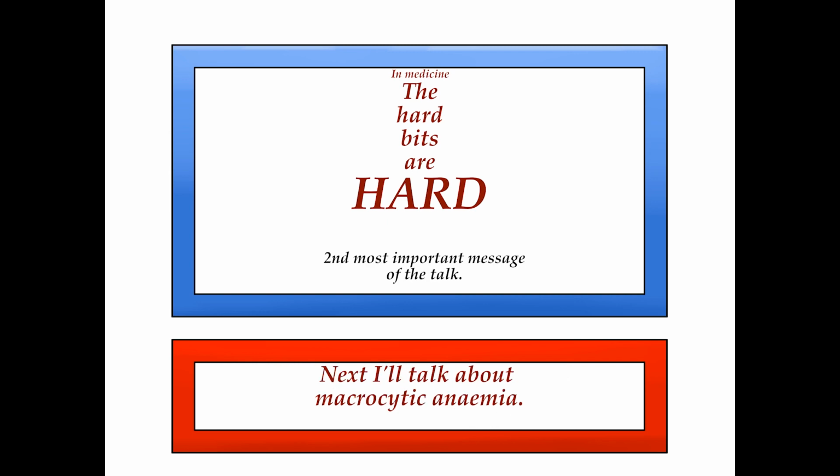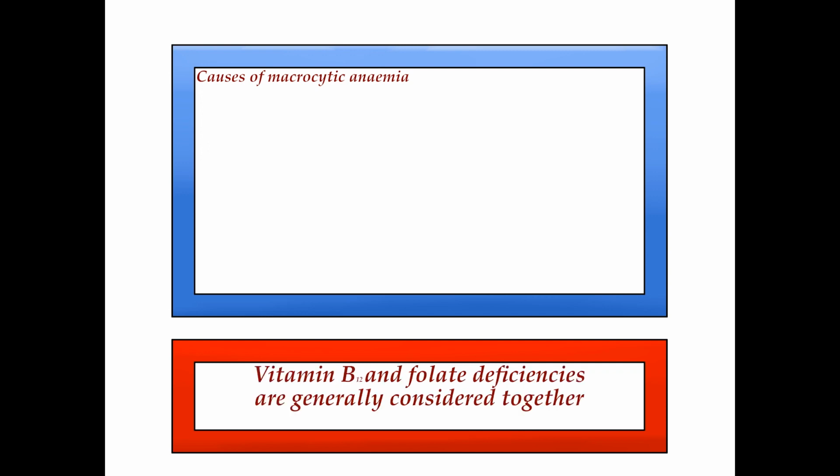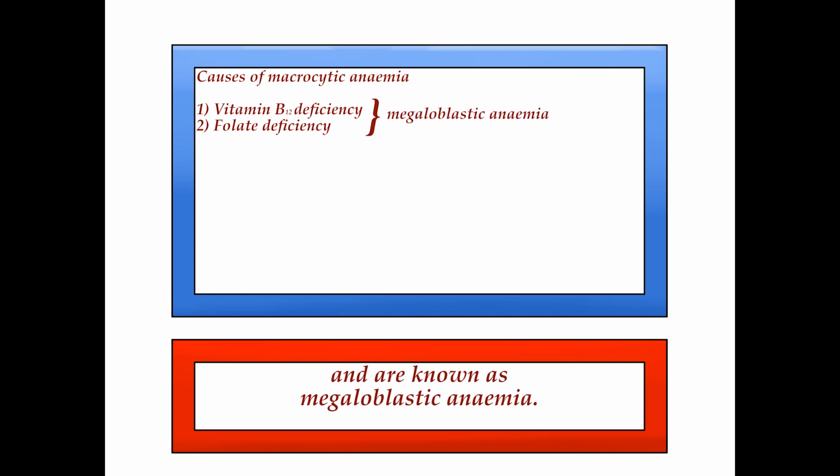The second group of anemias I'm going to talk about is the macrocytic anemias, so that's the ones with an MCV greater than 100. The first cause is B12 deficiency. The second cause is folate deficiency, and I'm going to lump them together because everyone else does, so much so that they are known collectively as the megaloblastic anemias. And I hope in the next couple of minutes we'll all understand why.